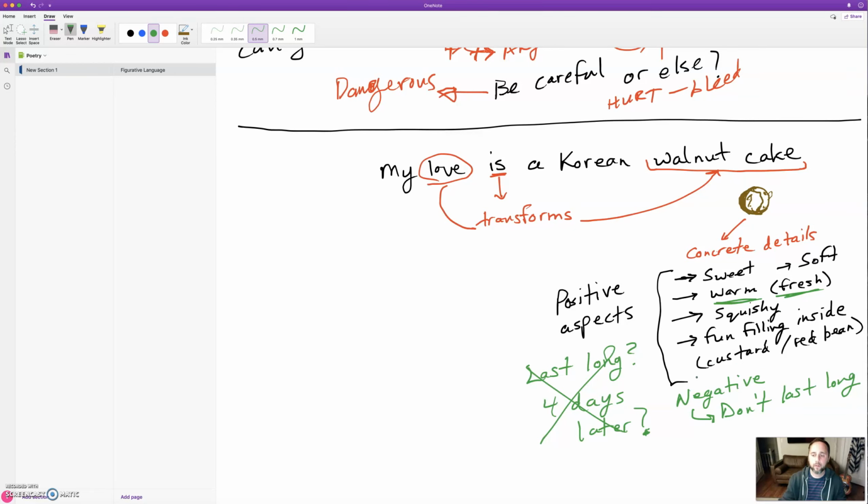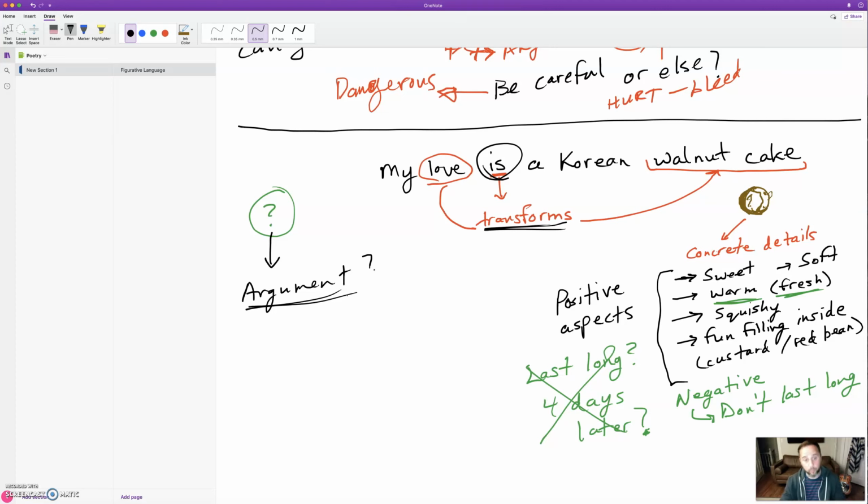Okay, so is this the poem that you really want to write to your boyfriend or girlfriend and say, my love is a Korean walnut cake? Might not be so good, because what's the argument behind this statement? Well, we can phrase it. We can say, okay, well, let's just say love in general, okay, because it's a statement. So the argument is the kind of logic, like what is it saying about love, right? Because love becomes something, in this case, a Korean walnut cake.